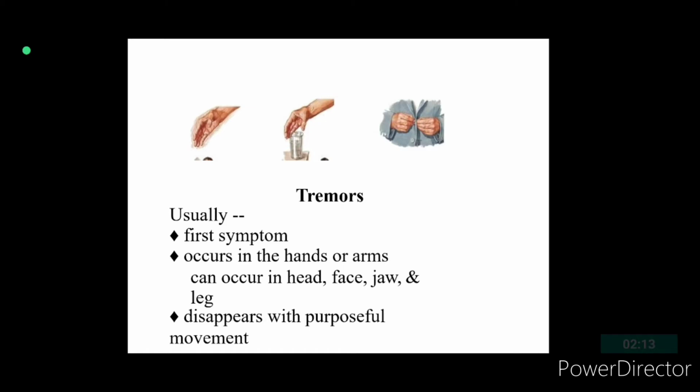Tremors. Usually the first symptom, occurs in the hands or arms, can occur in the head, face, jaw and legs. Disappears with purposeful movement.